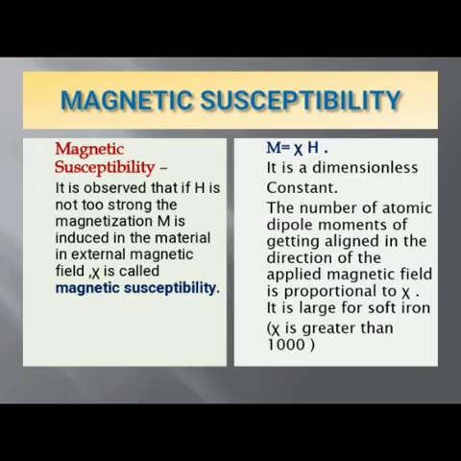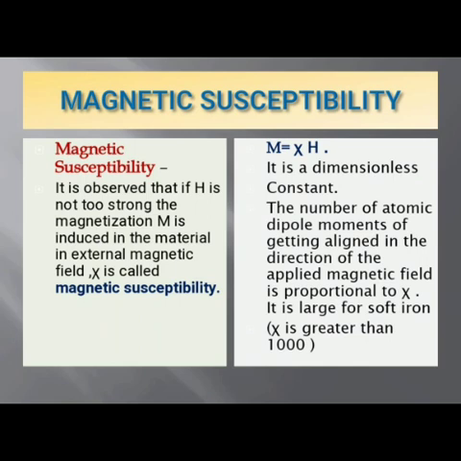Let us move on to the second concept, that is magnetic susceptibility. Susceptibility is denoted by capital H, which is not too strong. If the magnetization M is induced in the magnetic material in the external magnetic field, then the quantity, that is eta, is called magnetic susceptibility. It is a dimensionless constant.